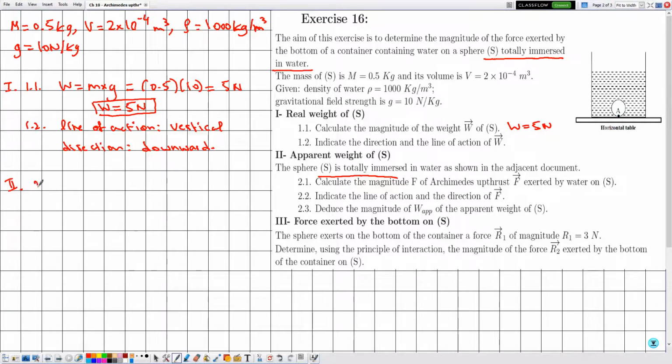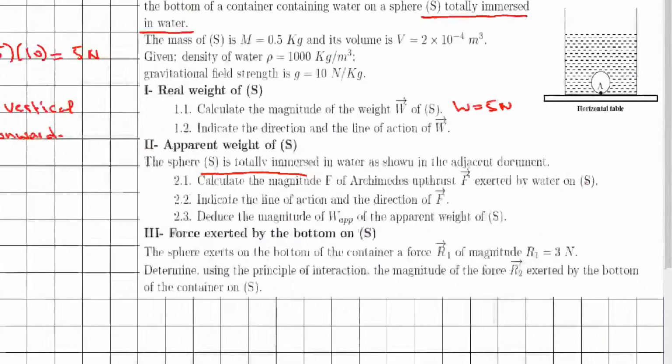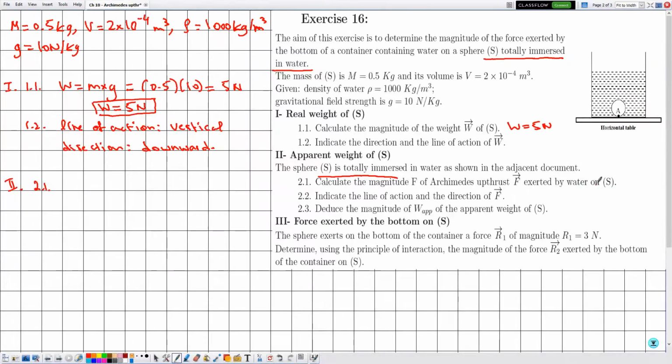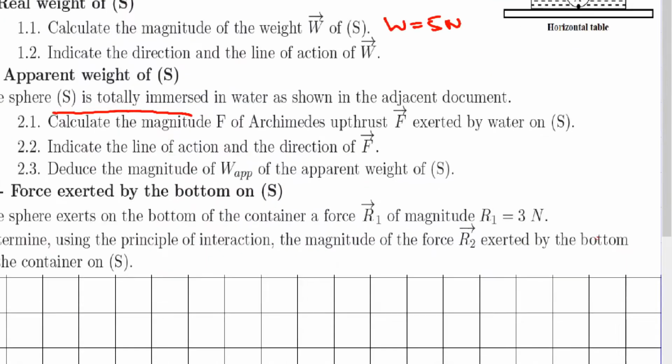In part 2.1, calculate the magnitude of F of Archimedes upthrust F exerted by water on S. So let's discuss the different ways that one can calculate the magnitude of F. So let's suppose that F can be calculated using the real weight minus the apparent weight. However, in this case, we don't know the value of the apparent weight, so we cannot use this equation.